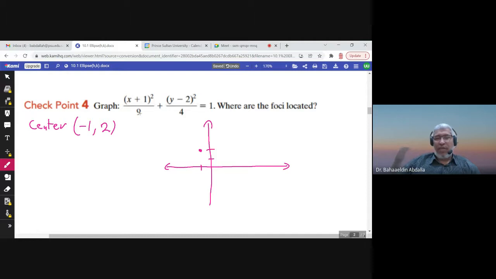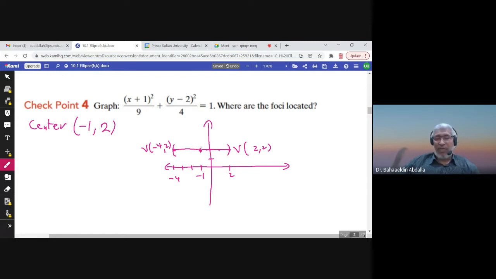3 units right and left from the center. 1, 2, 3. So this is -1. When I go 3 units, I reach 2. -1 plus 3 is 2. -1 minus 3 is -4. So here I have the vertices because this is the major axis. So this vertex has coordinates 2 and 2, and this vertex has coordinates -4 and 2.